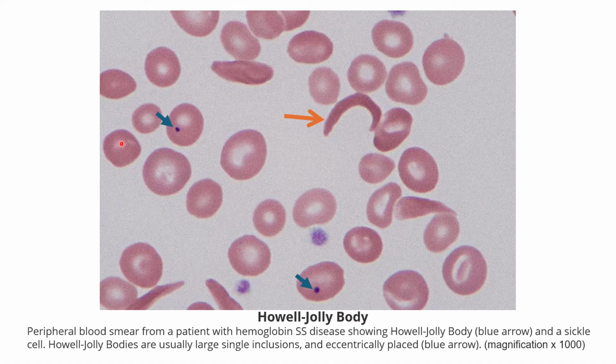Peripheral smears. Howell-Jolly body. These are small, round, dark staining inclusions seen in the red blood cells. These are remnants of the nucleus, supposed to be removed by the spleen. Why is it seen here? Because this is a case of sickle cell anemia with autosplenectomy, so you will see the Howell-Jolly body. Also, this can be seen in any case after splenectomy.